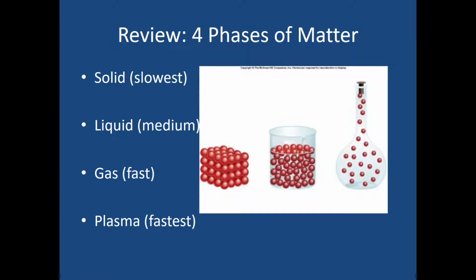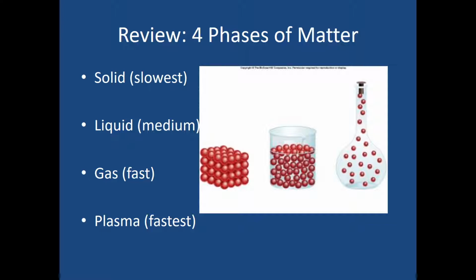So when something is a solid, the atoms are moving and vibrating at the slowest speed. As you continue to add heat, it can eventually transition to a liquid, and the particles will start moving at medium speed. I'll explain it here in a second when I get down to it.